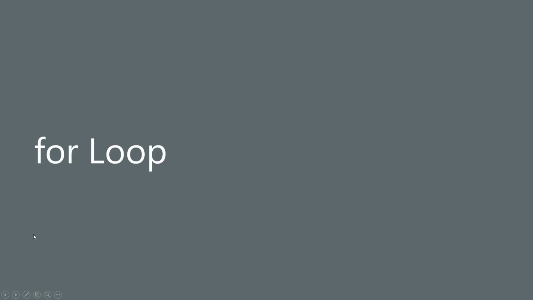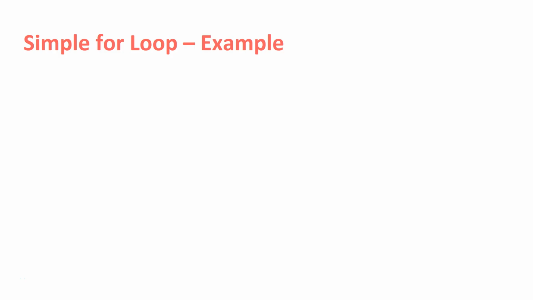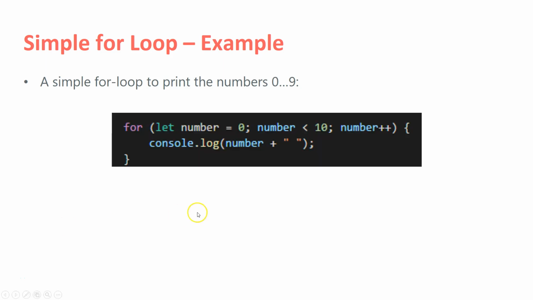The next loop we're about to review is the for loop. So, a simple for loop to print the numbers from 0 to 10. What are we doing? Well, the syntax is, first I have for, opening the bracket.